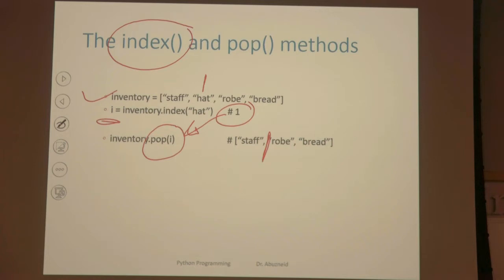What if we have a duplicate hat in the list? In the first sentence, we knew the location of the hat. What is the index of the hat? 1. So here, I need to remove the hat from the list, so I said inventory.pop(1). What is index 1? The hat, right? So the hat will be removed, and that's the output, without the hat.